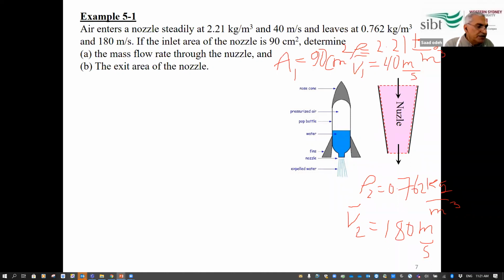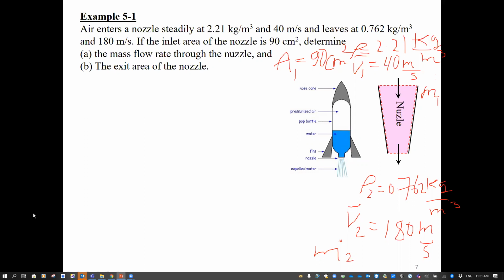Let me ask you a question here. Does the mass flow rate here at the exit differ from the mass flow rate at the inlet? What do you think? I guess, sir, it should be different, because the nozzle has a different diameter. But how many inputs and outputs do we have for the nozzle? It's one input and one output.